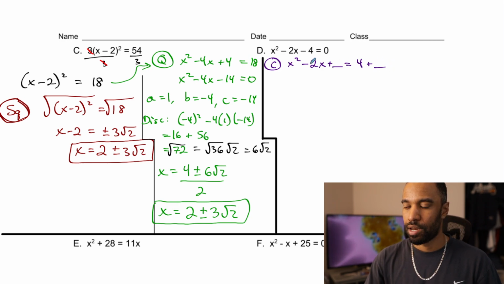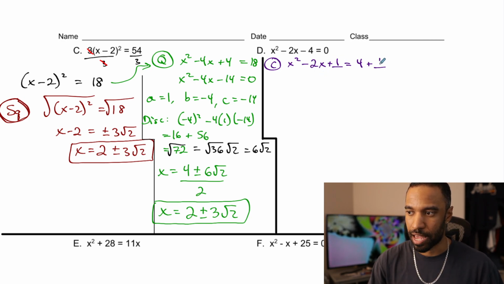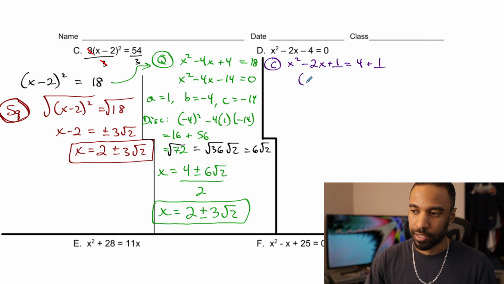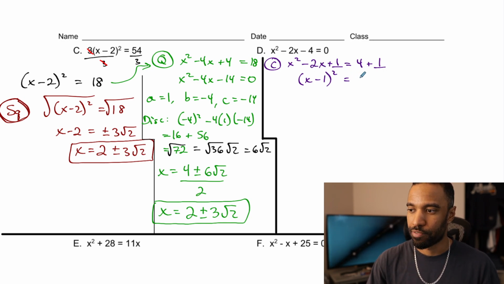-2 divided by 2 is -1. -1 quantity squared is +1. So I'm going to add 1, add 1. This factors down to x minus 1 quantity squared. That's the number, negative 2 divided by 2 is negative 1. 4 plus 1 is 5.